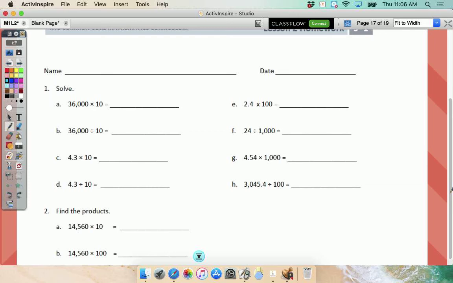Which trick should I use, Millie? Which trick should I use? The zero trick or the decimal trick? She changed it to 0. You guys agree? Yeah. Anything times 10, I can add a 0 to the end. So I'm going to write 36,000 without a comma and add a 0 to the end. Right? Okay, go ahead and write that with your pencil.